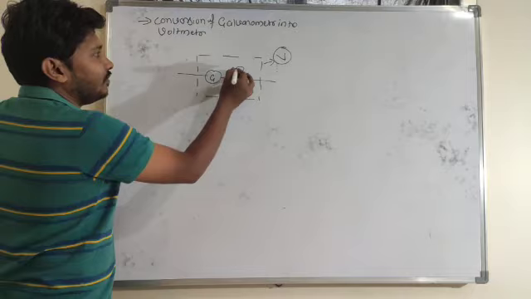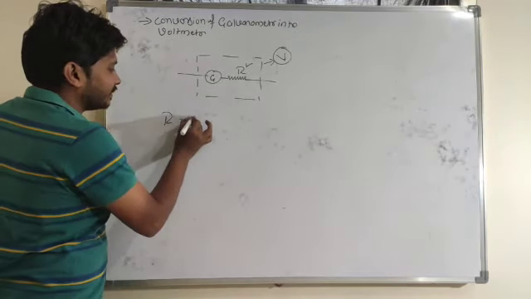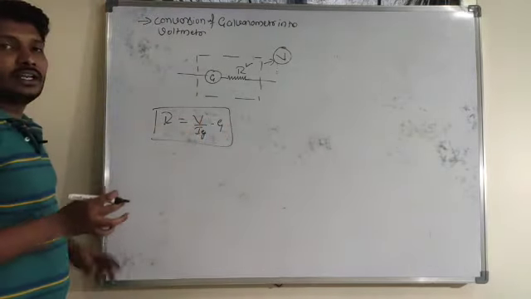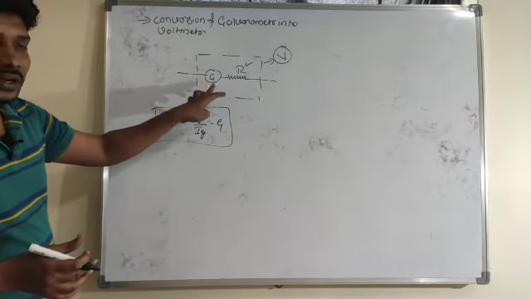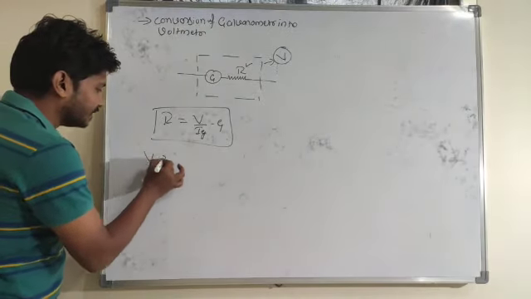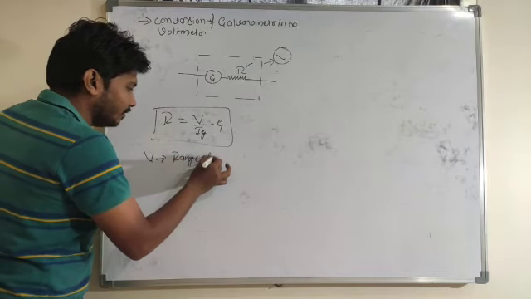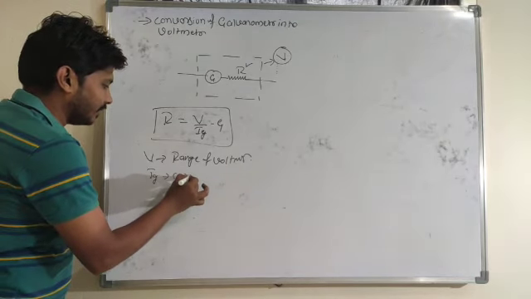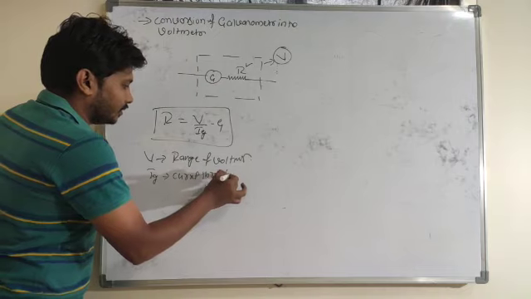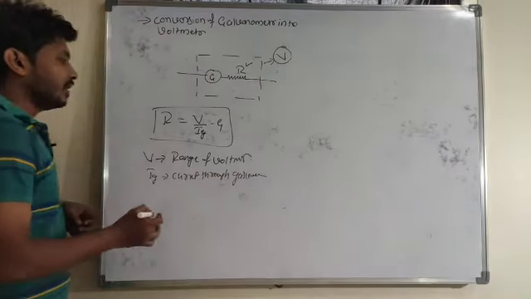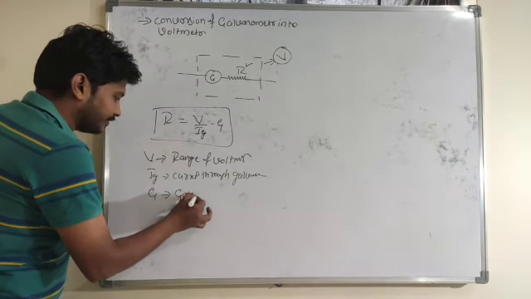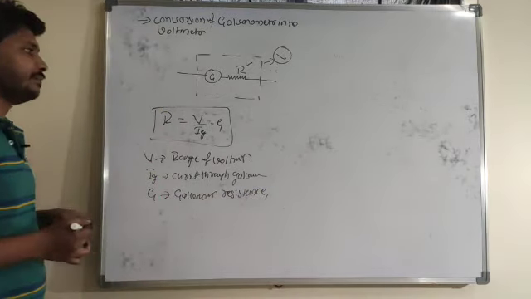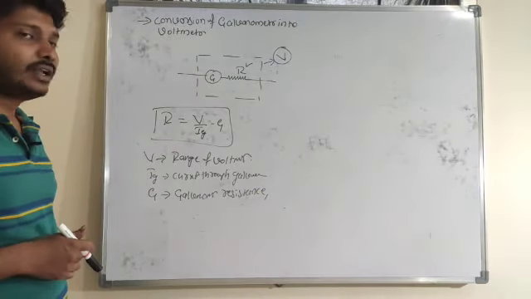So now what is the value of that high resistance I need to find out? R is equal to V divided by Ig minus G. What should be the value of high resistance I need to connect series to the galvanometer in order to convert galvanometer into a voltmeter? Where V means the range of the voltmeter, Ig indicates the current through the galvanometer, where G represents the galvanometer resistance.